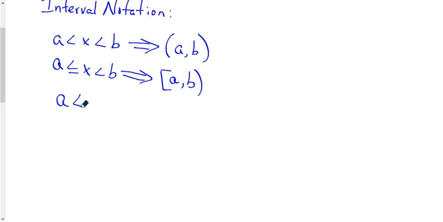So A less than X, and now let's do less than or equal to B. We're not including A. We're starting at A, but not including it, and then comma B.